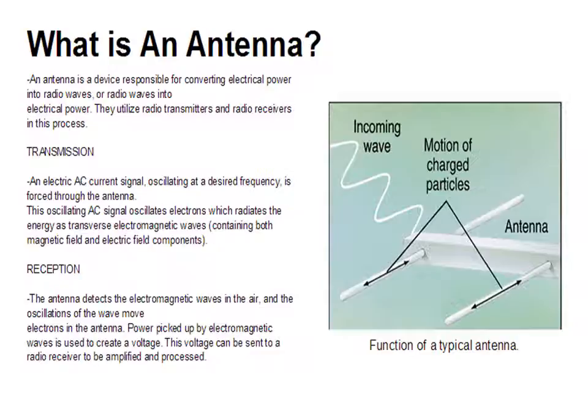In transmission, an electric AC current signal oscillating at a desired frequency is forced through the antenna. This oscillating AC signal oscillates electrons, which radiates the energy as transverse electromagnetic waves, containing both magnetic field and electric field components. In reception, the antenna detects the electromagnetic waves in the air, and the oscillations of the wave move electrons in the antenna. Power picked up by the electromagnetic waves is used to create a voltage. This voltage can be sent to a radio receiver to be amplified and processed.